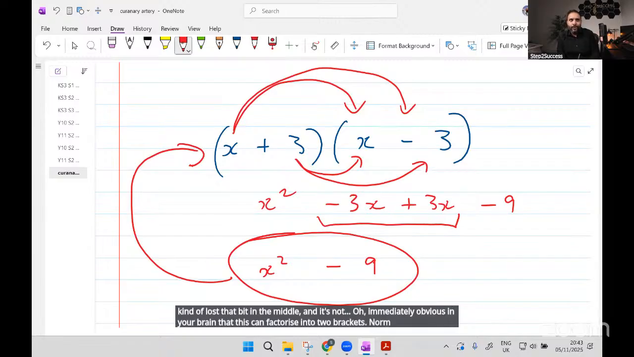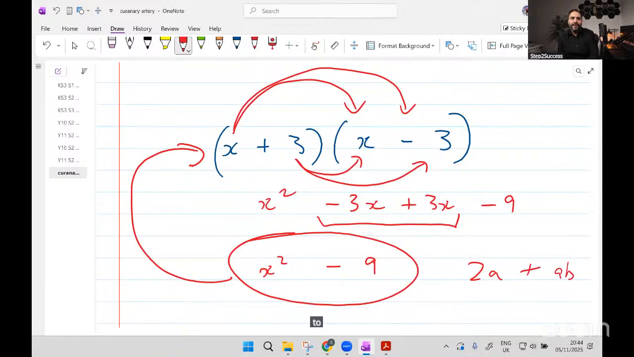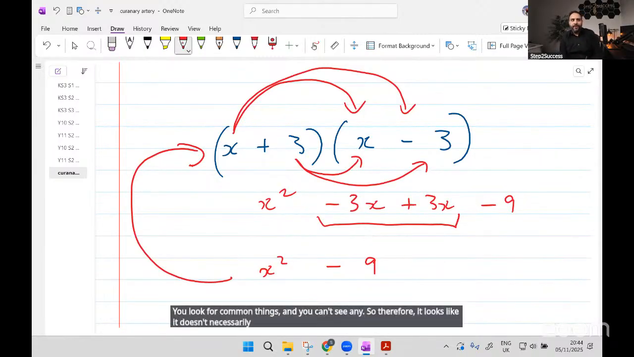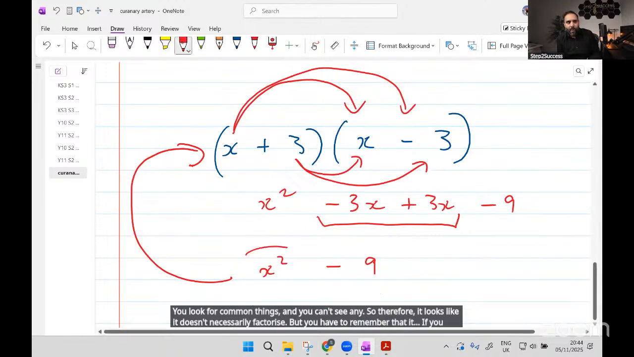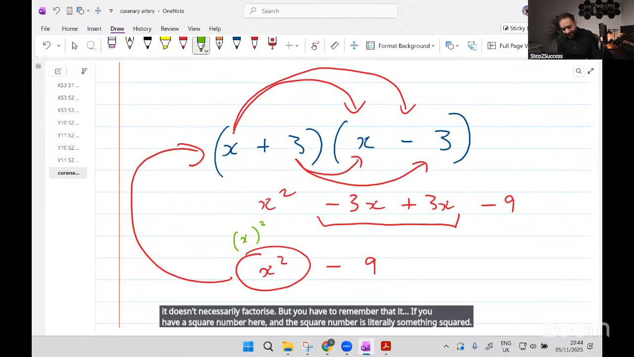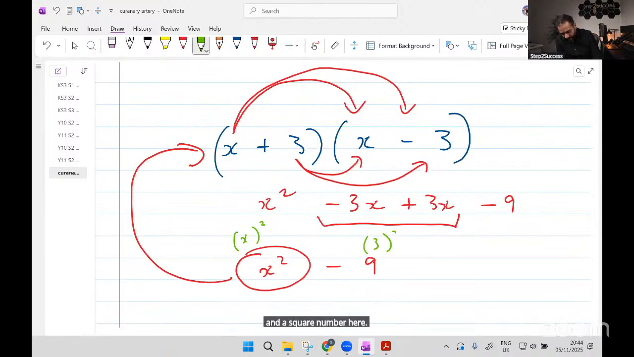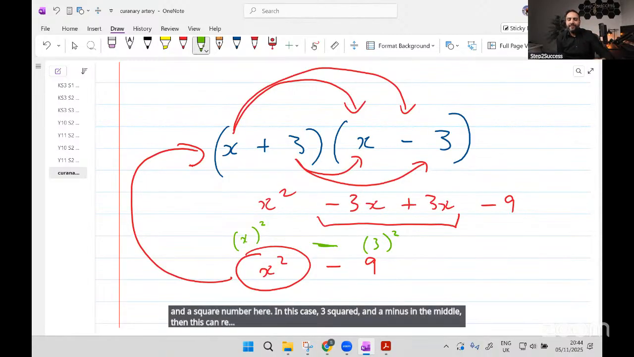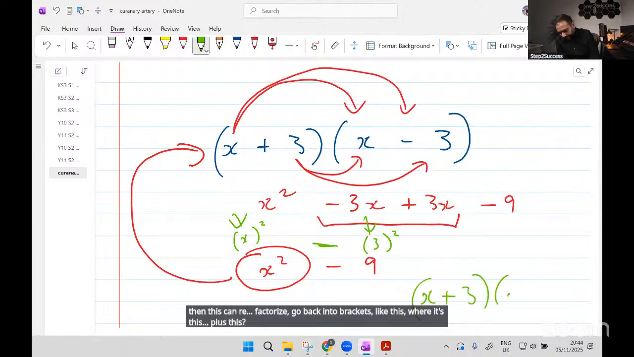Normally, when you factorize, you look for common letters. Like, you see what I mean? If I said to you 2a plus ab, then you take a out and it's a times 2 plus b, and so on. You look for common things and you can't see any. So therefore, it looks like it doesn't necessarily factorize. But you have to remember that if you have a square number here, and a square number is literally something squared, and a square number here, in this case 3 squared, and a minus in the middle, then this can go back into brackets, like this, where it's this plus this, and then that minus that as well.